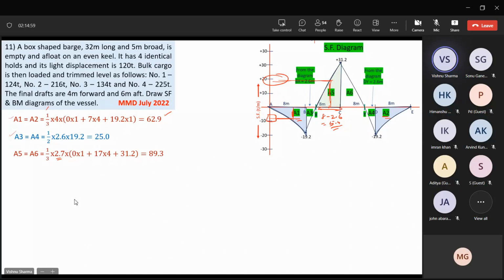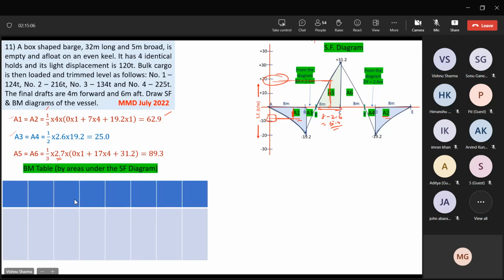Now using these areas, I'll make the BM table. For how many points? 7 points. A, B, then X, then C, then Y, then D, and then E. BM will be in ton meter. At A, BM will be 0. At B, I carry forward the 0 from A to B. It is minus area A1, and A1 is 62.9. So minus 62.9 is the BM at B.